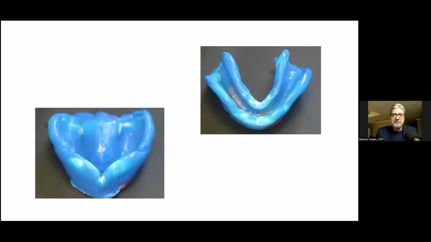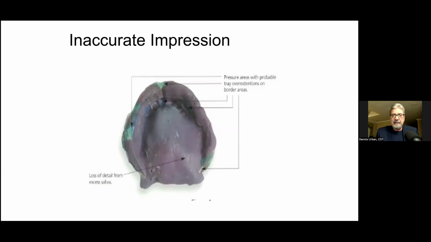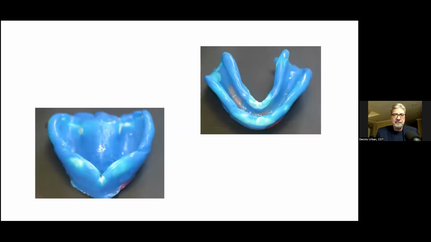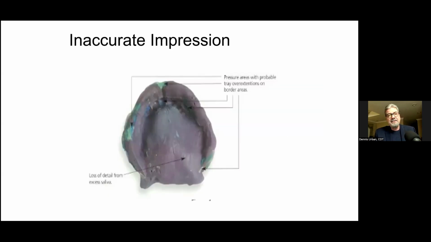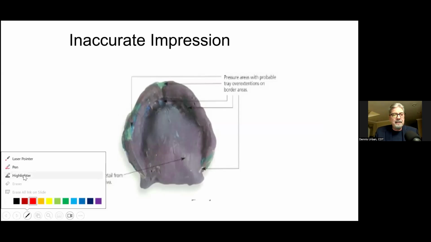And here are some pictures of what I'm talking about. So this is a nice border molded full roll case, denture case, nice PVS impression, and the doctor took a bite registration also. But if we got something like this in the laboratory, let's see if I can highlight some things here for you.